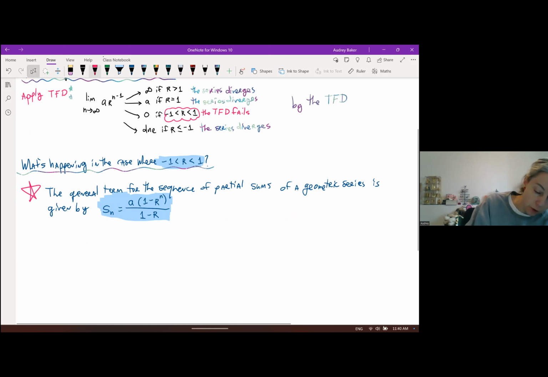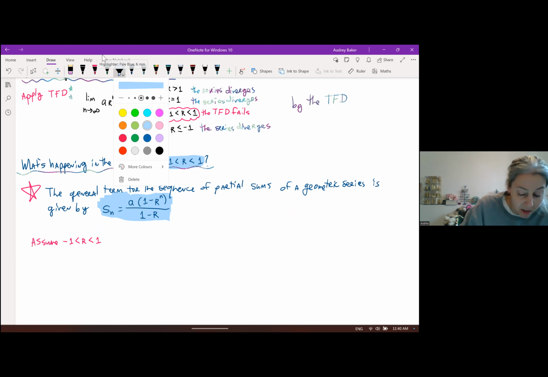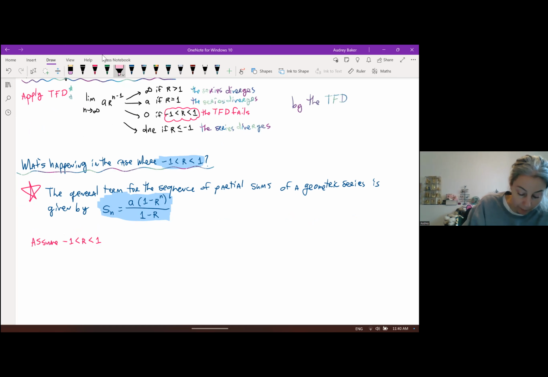So we're going to assume here that -1 is less than r is less than 1. And this is an important assumption because in the other cases, we just don't care about what's happening, right? I only care about what's happening in this case. I already know that it diverges in the other cases, but also because I know that therefore the limit as n goes to infinity of r to the n is equal to 0.